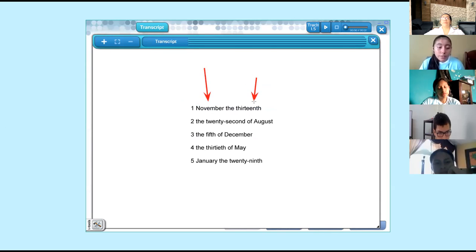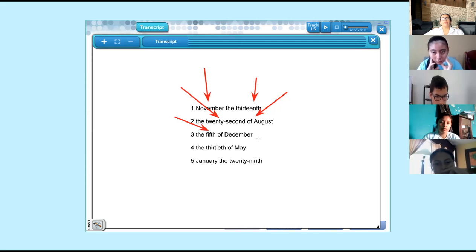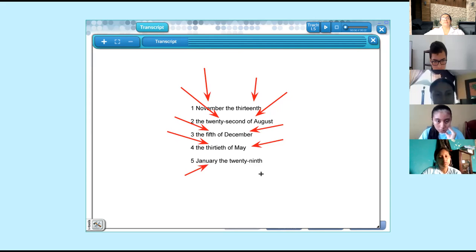November the 13th. Very good. Continue, Rafael. Continue with the number 2. Rafael Guijarro. The 22nd of August. August. Continue, Cristina, number 3. The 5th of December. Very good. Gustavo Zúñiga, continue. The 30th of May. Continue. Number 5, continue, Melanie. January the 29th.